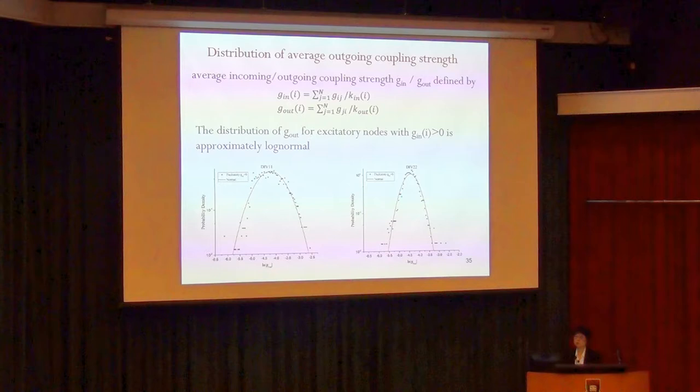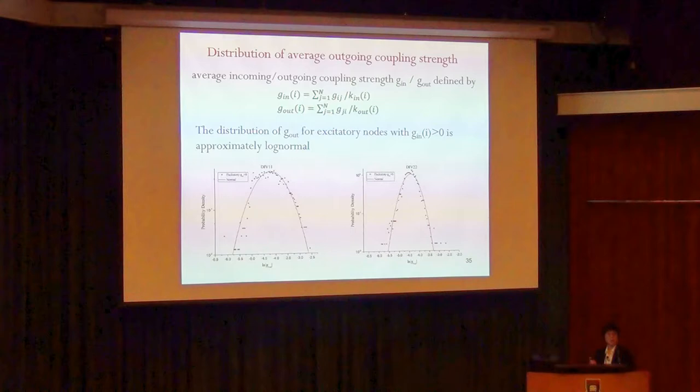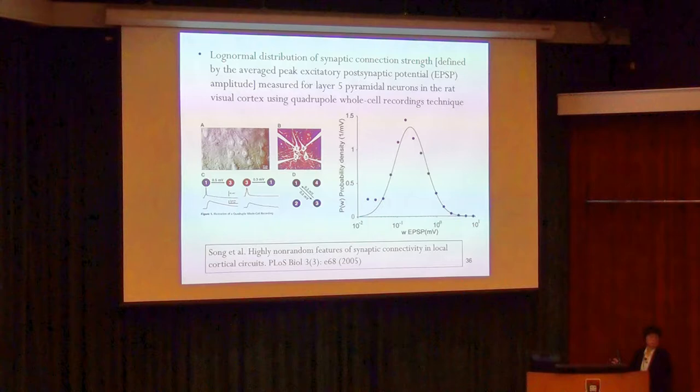And then we can also get the coupling strength. So basically, I told you I can get the coupling strength. So we also get the outgoing coupling strength. And this is the interesting thing, we find that they are log normal distribution. So the outgoing coupling strength, they are not normal. And this is actually in agreement with what people find using experiments.